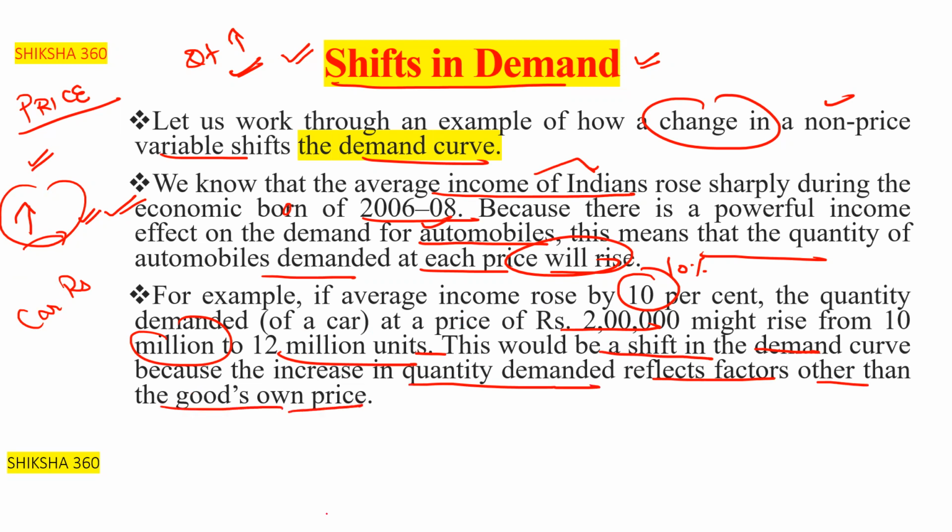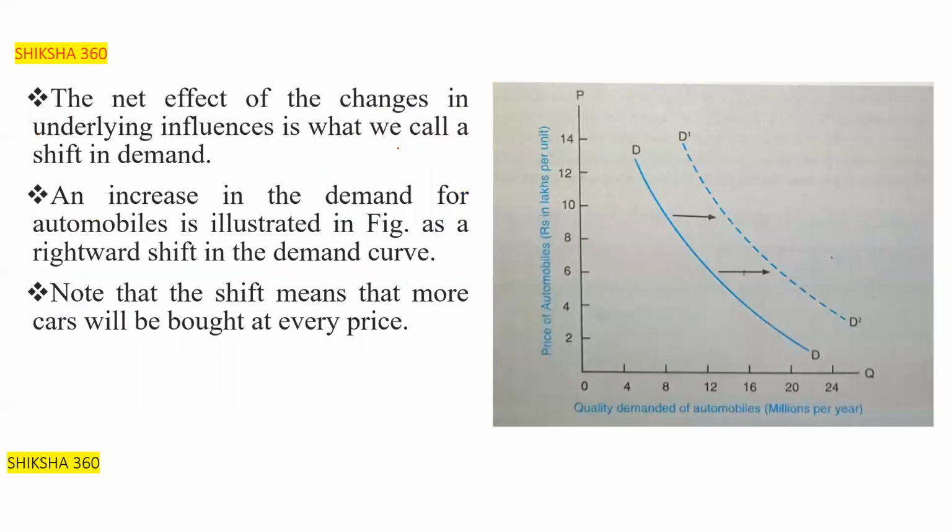Here the shift in the demand curve is not due to the price, but due to another factor, which here is the income. So let's move on. Earlier, if the price of the car is 8 lakh, the quantity demanded is 12 million per year. Now what will happen? Income level rises.